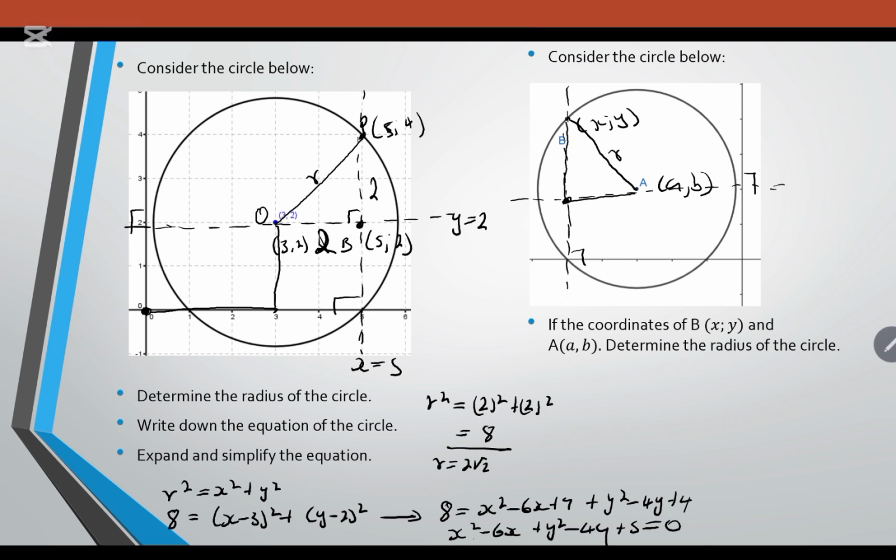But what are the coordinates of this point? I'll call this point T. The value of x here is x, and the value of y is b, coming from point A. The horizontal distance will therefore be x minus a, and the vertical distance here will be y minus b. Therefore, if we use Pythagoras, we simply say r squared is equal to x minus a squared plus y minus b squared. And this is the equation of the circle that has its center at the point a, b.